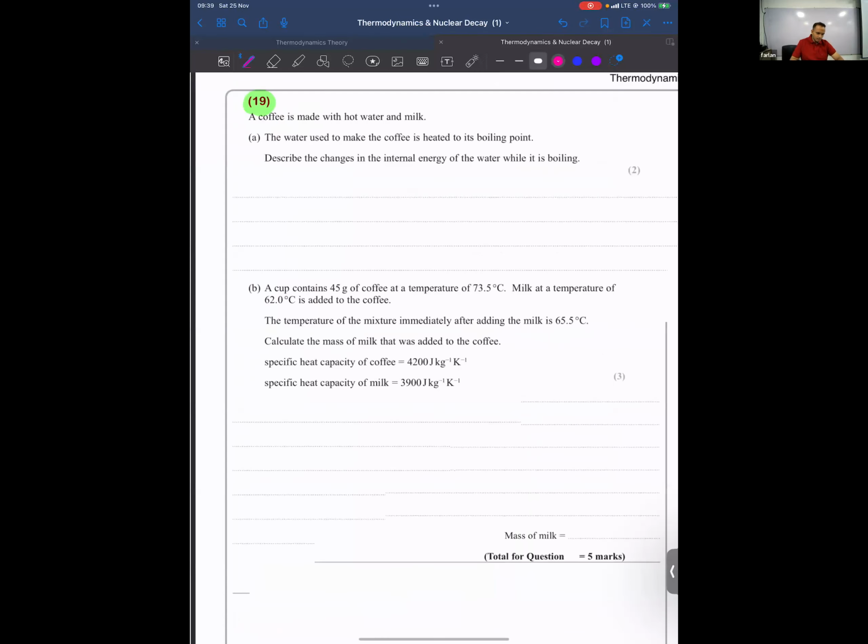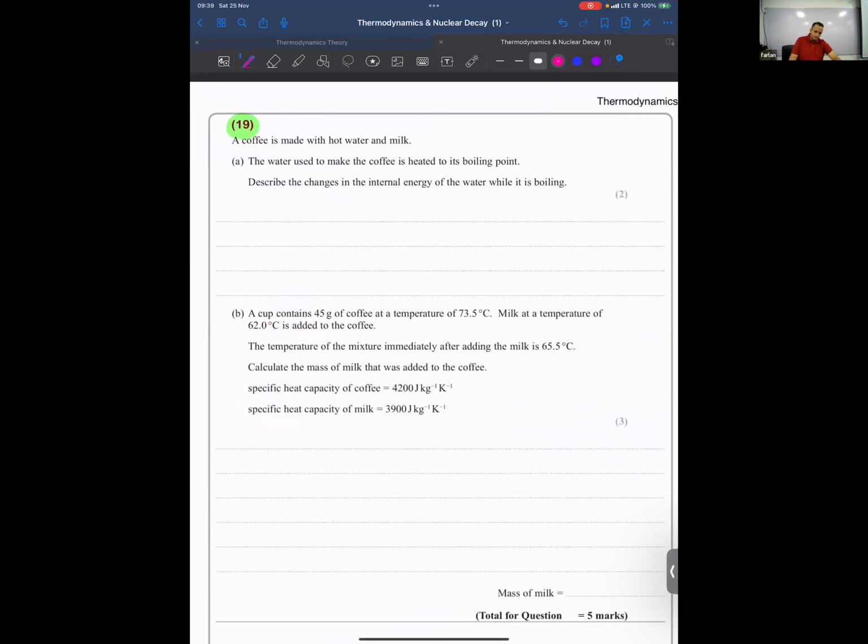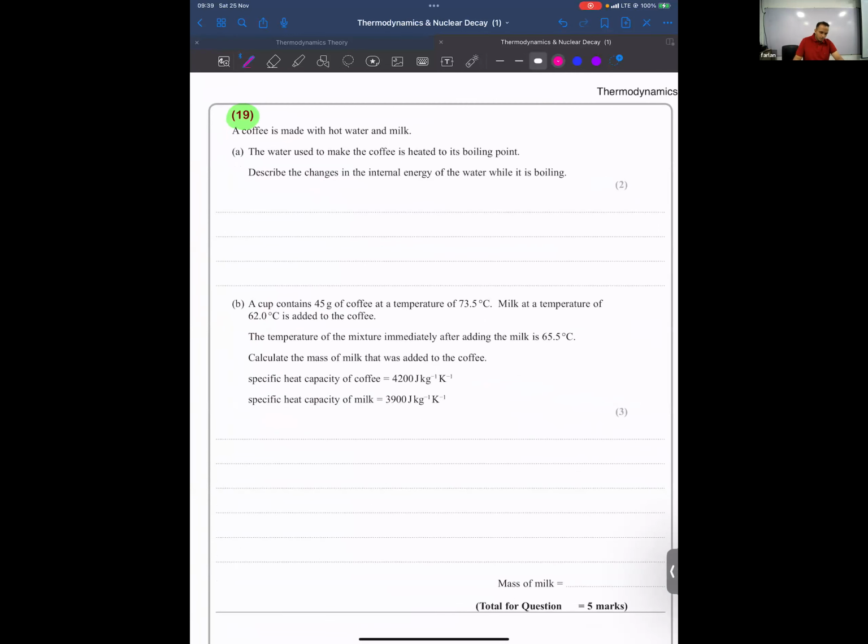The coffee is made with hot water and milk. The water used to make the coffee is heated to its boiling point. Describe the changes in internal energy of the water while it is boiling. While it is boiling, what will happen to its internal energy?